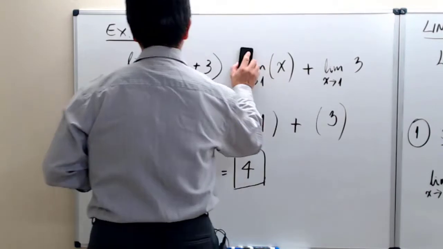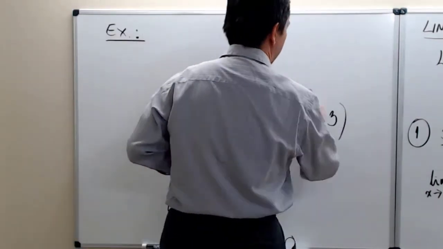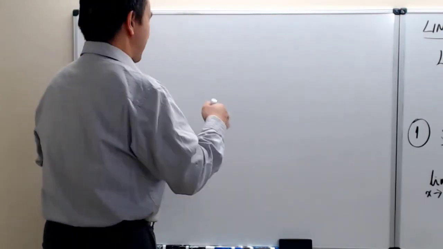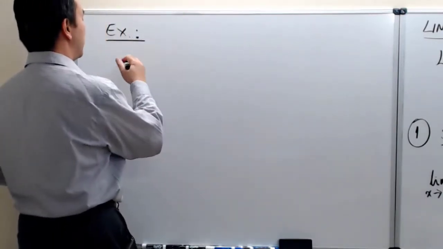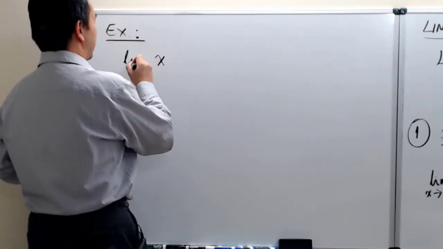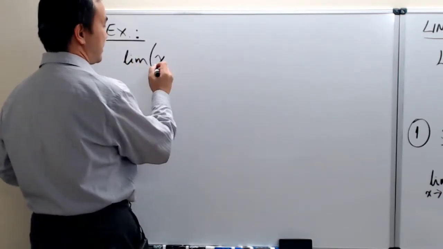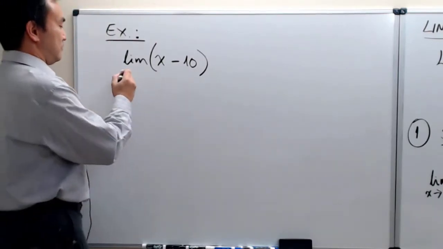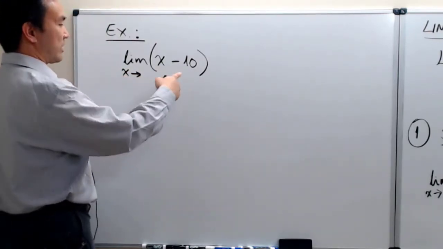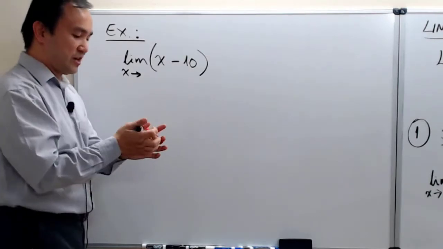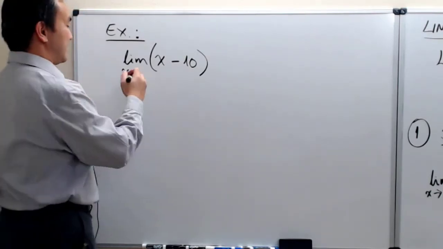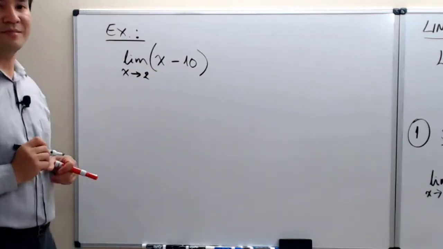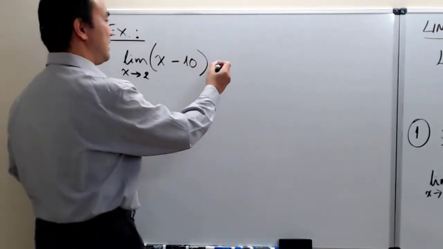So back on my board, as another illustrating example. This time we're trying to find a limit. Our function has two terms, x minus 10. And we would like to find the limit of this function as we let x come close to, how about 2? Okay, and so the difference law.